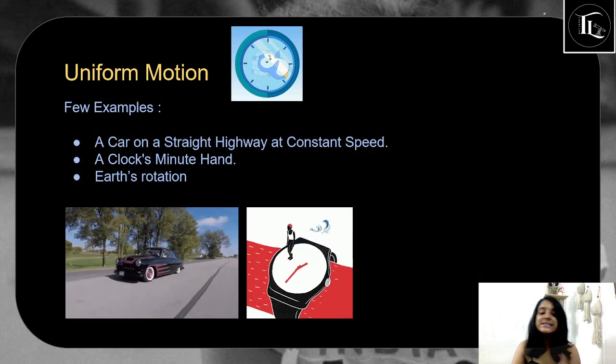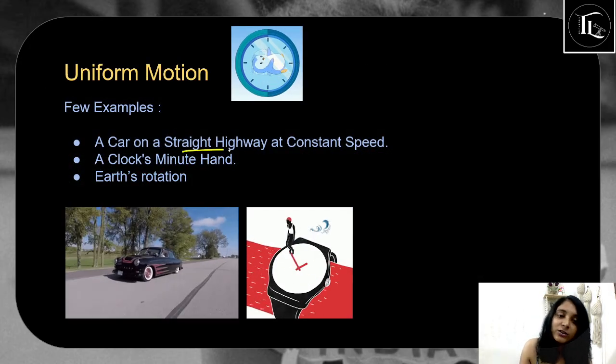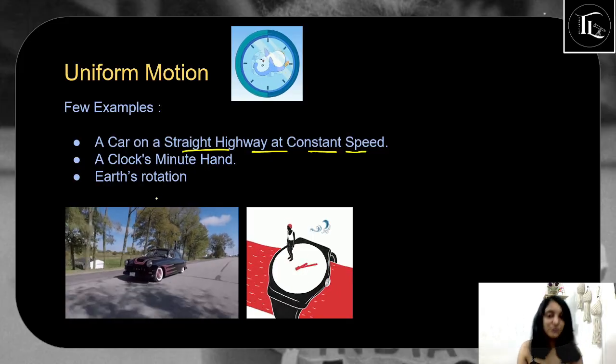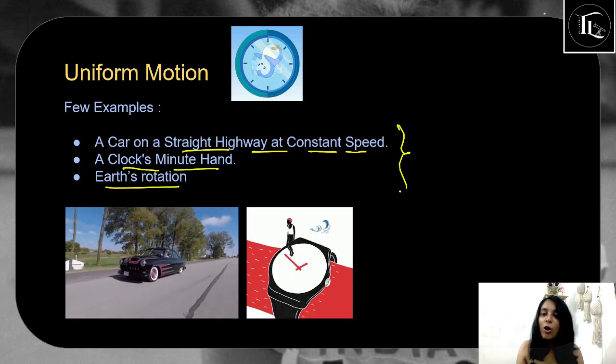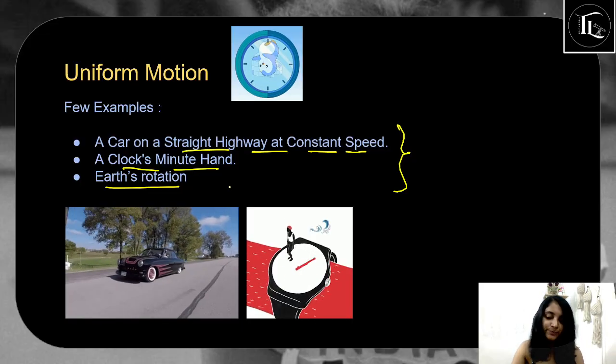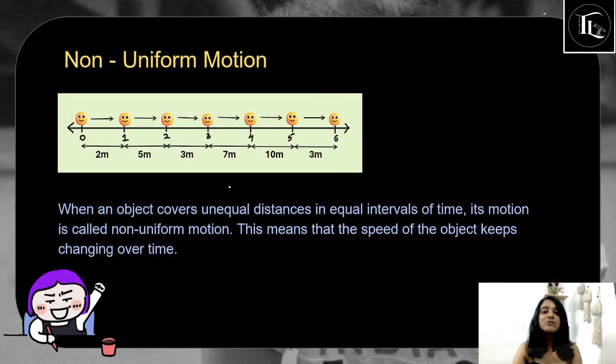And there are several examples to it. For example, a car on a straight highway at constant speed, a clock's minute hand, earth's rotation, all these are examples of uniform motion. But if the same distances are not covered in equal intervals of time, or unequal distances are covered, we say it is non-uniform motion.